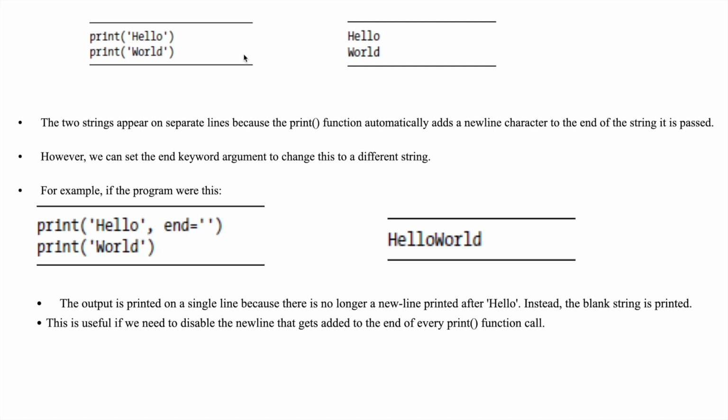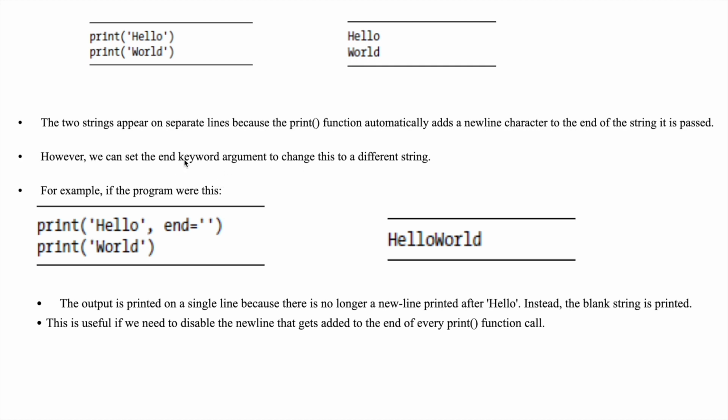New line character means the second statement should always be printed on a new line. Suppose you have one more statement like print Vishesh, again Vishesh will be printed on the third line. Why? Print automatically adds a new line character. That means every statement is printed on a new line. However, we can set the end keyword argument to change this to something different. I can make the two strings appear on the same line. I can end the new line.